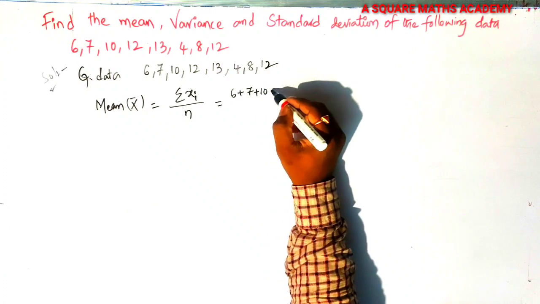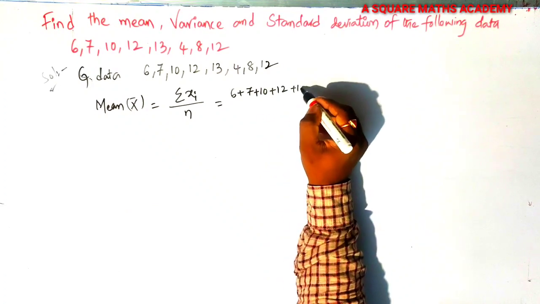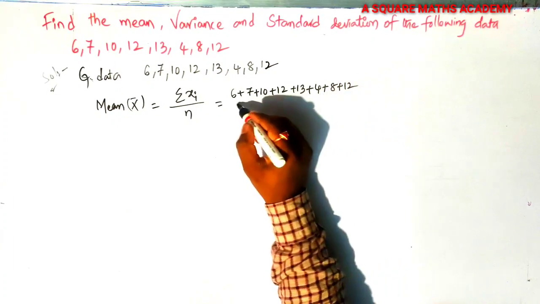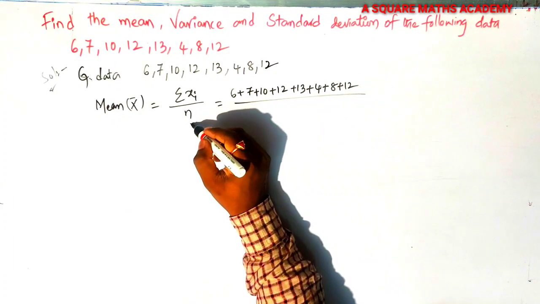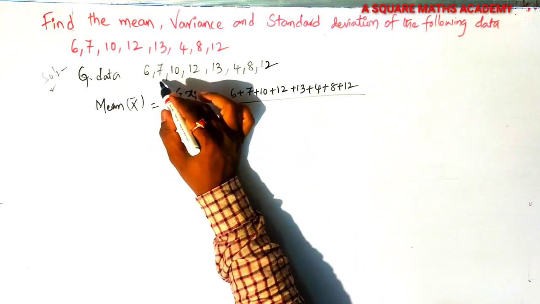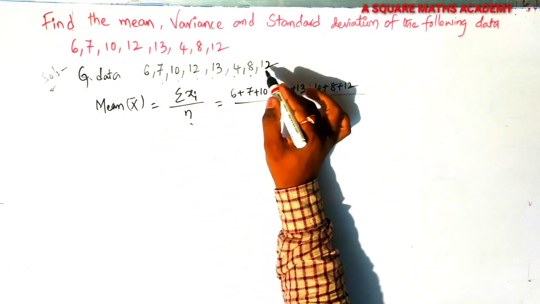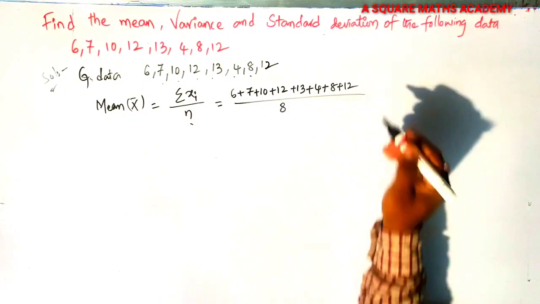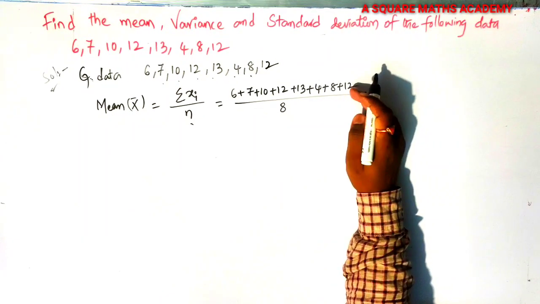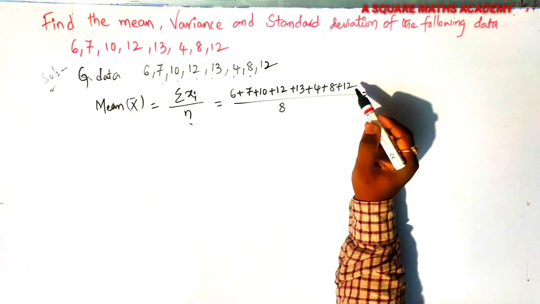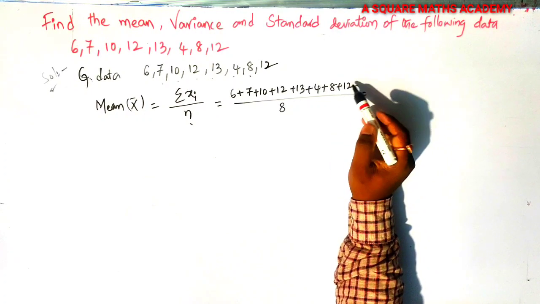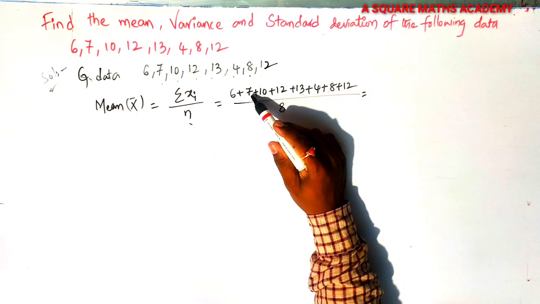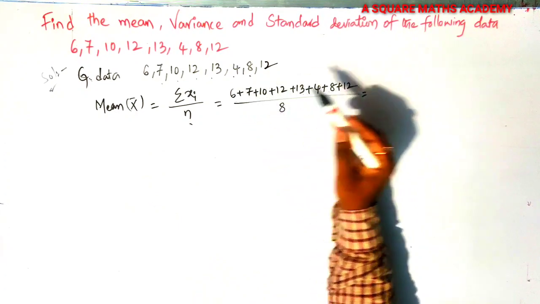So we write now, that is 4 plus 8 plus 12 divided by the number of observations. N is nothing but the number of observations. How many are there? 1, 2, 3, 4, 5, 6, 7, 8. Here also 8. Okay, so now we are adding these observations. What we get here? 10, 14, 17, 19, 19 plus 7, 26, 26 plus 6, 32.